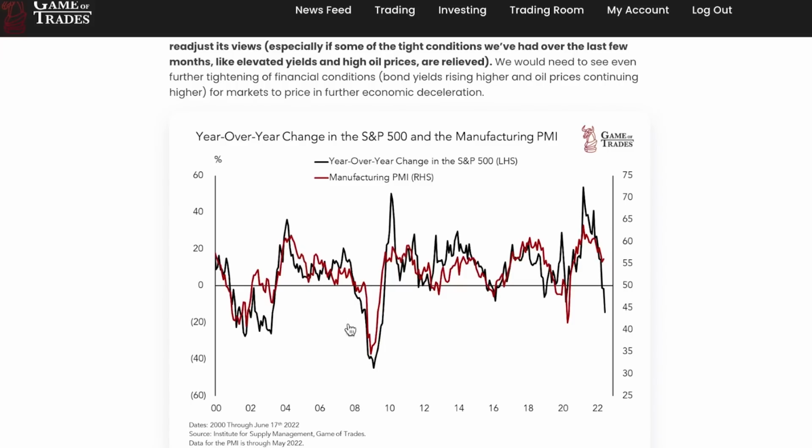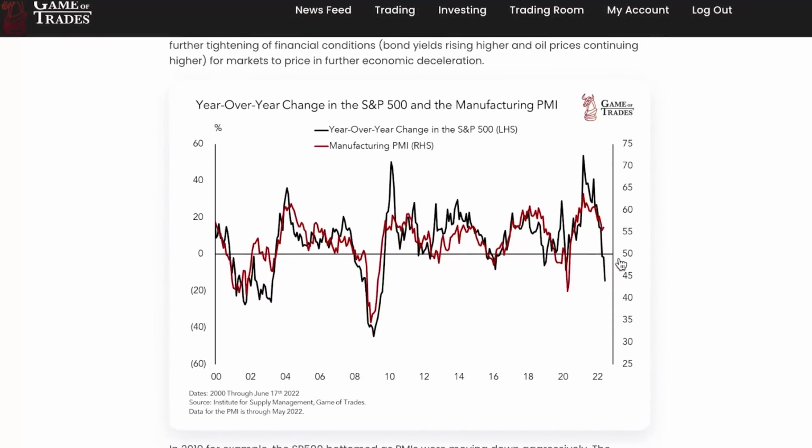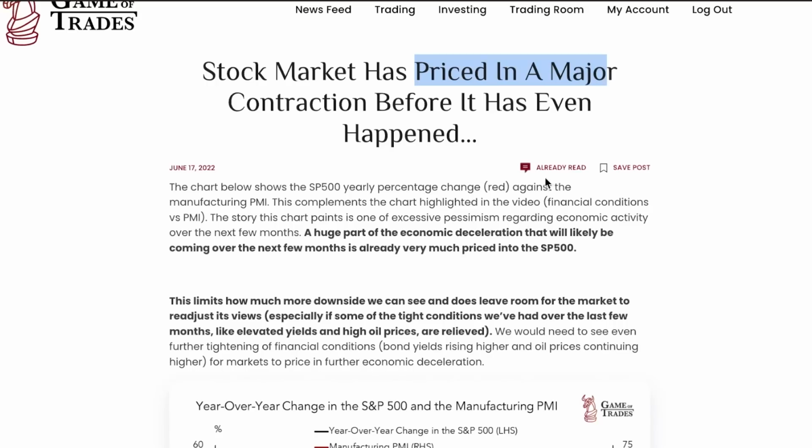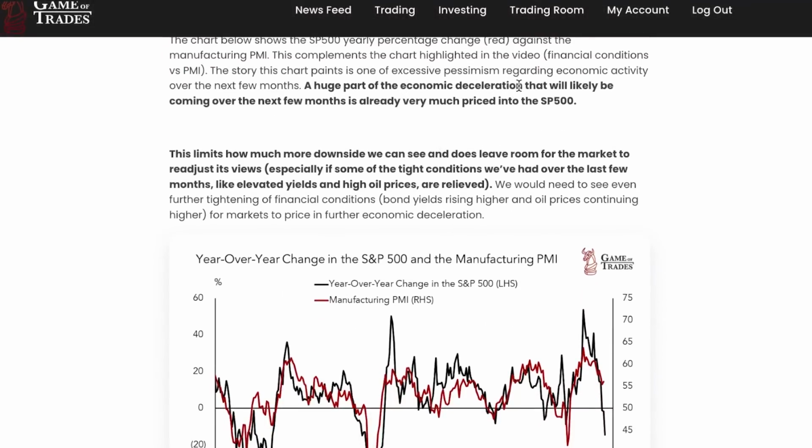And this is '08: economic activity collapsed, the S&P 500 collapsed. And you can see what was happening here on June 17th, 2022 is we had this collapse in the market while the PMI, so the economy, was holding up still okay. So in other words, the S&P 500, the equity markets were anticipating and were pricing in the economic deceleration that was going to come, right?